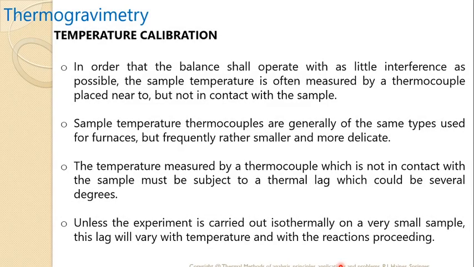Then the next one is the temperature calibration, so that the balance shall operate with as little interference as possible. The sample temperature is often measured by a thermocouple near to it, but not in contact with the sample. Thermocouples, generally of the same type, are used for the furnace, but frequently rather smaller and more delicate. The temperature measured by a thermocouple which is not in contact with the sample must be subject to thermal lag, which could be several degrees.